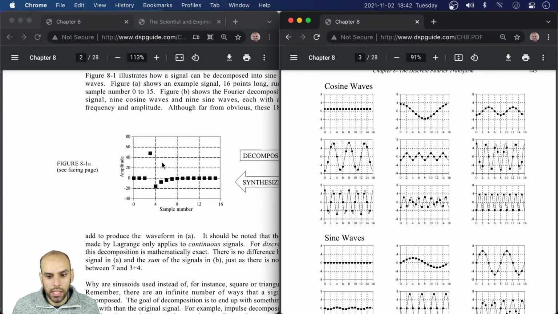But mathematically, we can define this correlation as follows: you take each one of the samples and multiply by the corresponding sample of the other signal. You take the second sample, multiply by the second sample, take the third sample, multiply by the third sample, and so forth. And then you add up all the results of the multiplications.